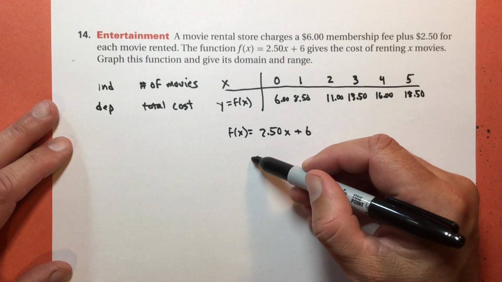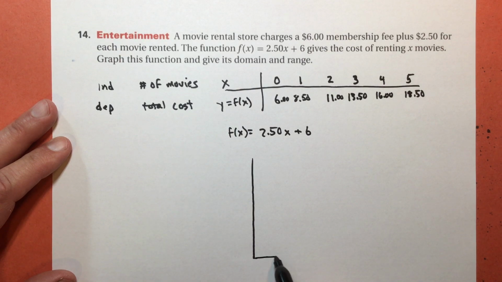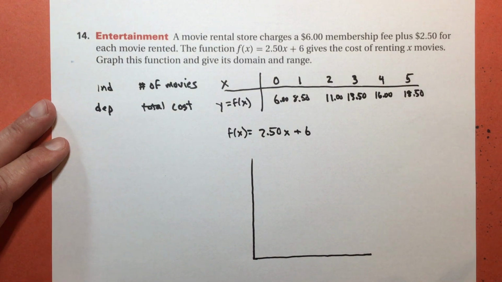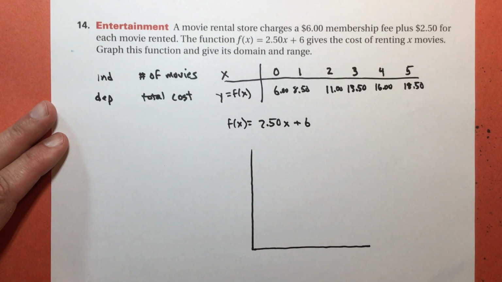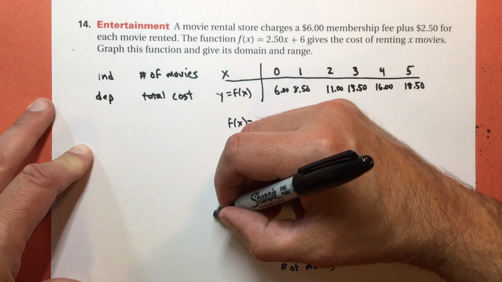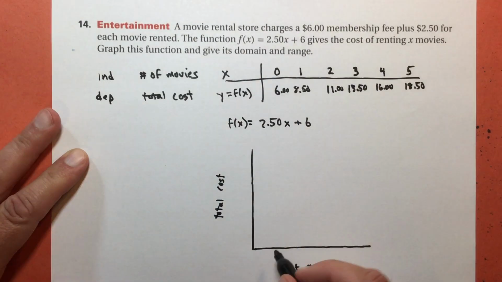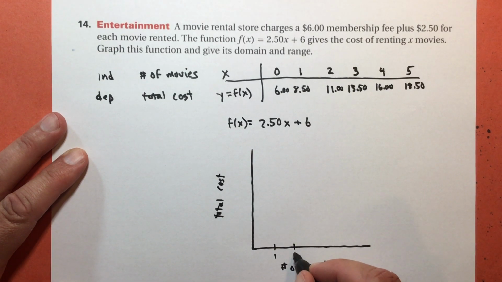So like I said last time, I'm going to start off with my x and y axes. Why am I only going to do what we call the first quadrant? Because I don't have anything negative up here. This will be the number of movies rented, and this is going to be my total cost. So I can do 1 movie, 2 movies, 3 movies, 4 movies. I think I went up to 5. Yep, 5.